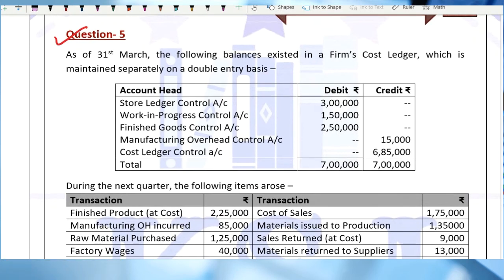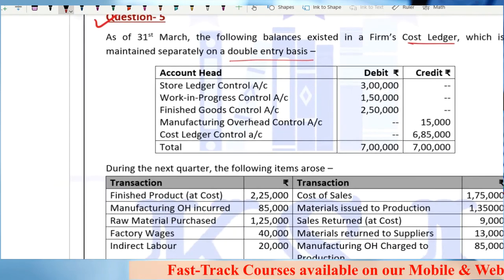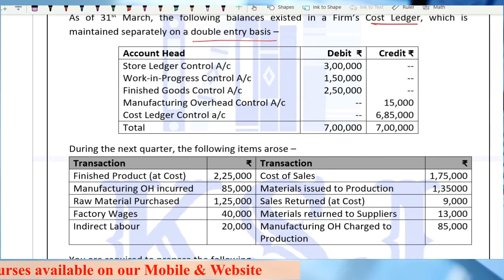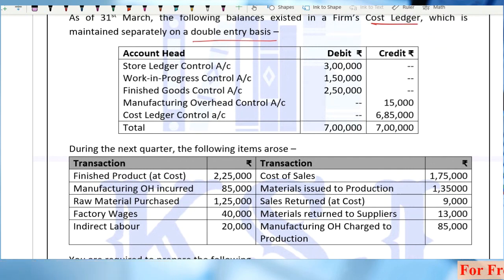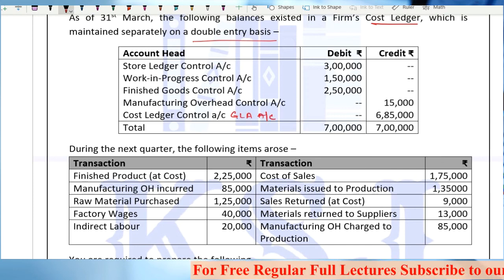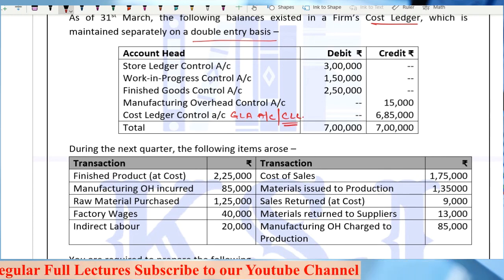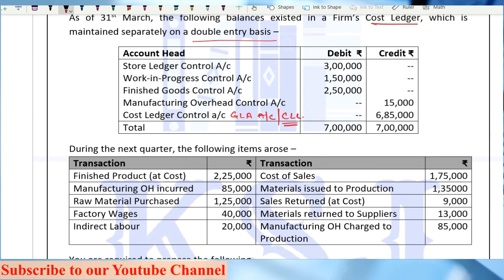As of 31st of March, the following balances existed in the firm's cost ledger, which is maintained separately on double entry basis. Account heads are given: SLC account 3 lakh rupees, WIP control account 1 lakh 50,000, finished goods control 2,50,000, manufacturing overheads 15,000, and cost ledger control account, which is nothing but the GLA account, as we also call it the CLC account, 6,85,000. These are the opening balances of the various accounts.